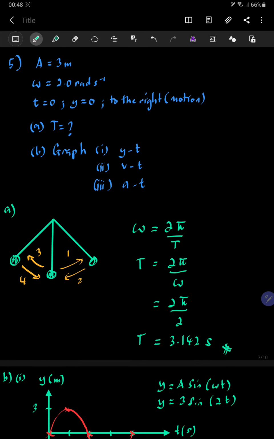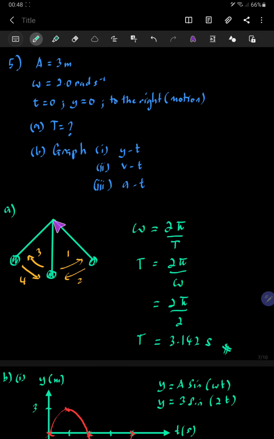Next, question number 5. In this question, the info given is the amplitude, which is 3 meters. The angular speed or angular frequency is 2 radian per second. At t equals 0, the object is located at the equilibrium, so y equals 0, and it just moved to the right. They ask you to find the period and then sketch a graph of displacement against time, speed against time, and acceleration against time.